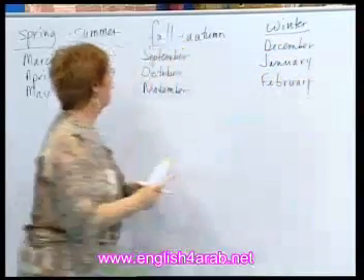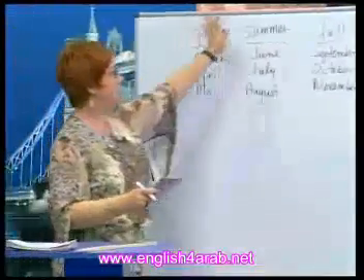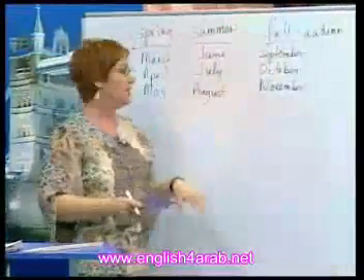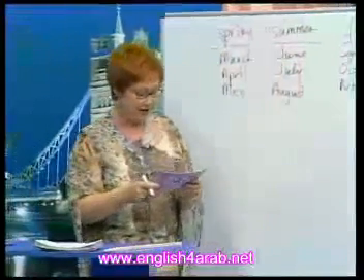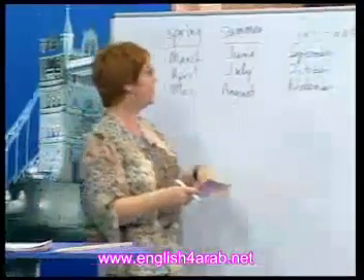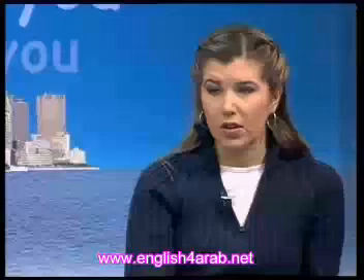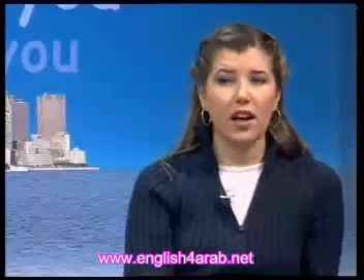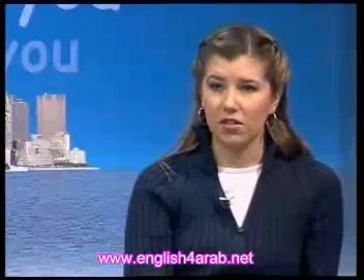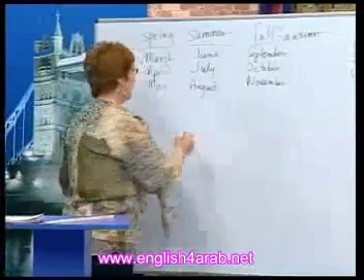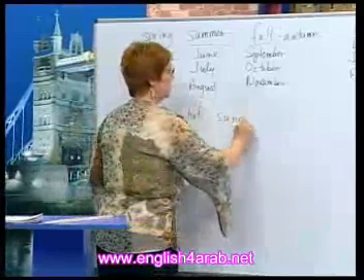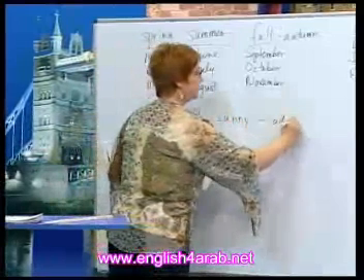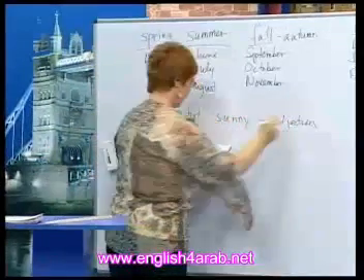Okay, so these are the seasons: spring, summer, fall, winter, and these are the months in those seasons. Now Isabel, what is the weather usually like in the summer? It's usually hot and sunny in the summer. Yes, that's right. And we use adjectives like hot and sunny. These are adjectives to talk about the weather.